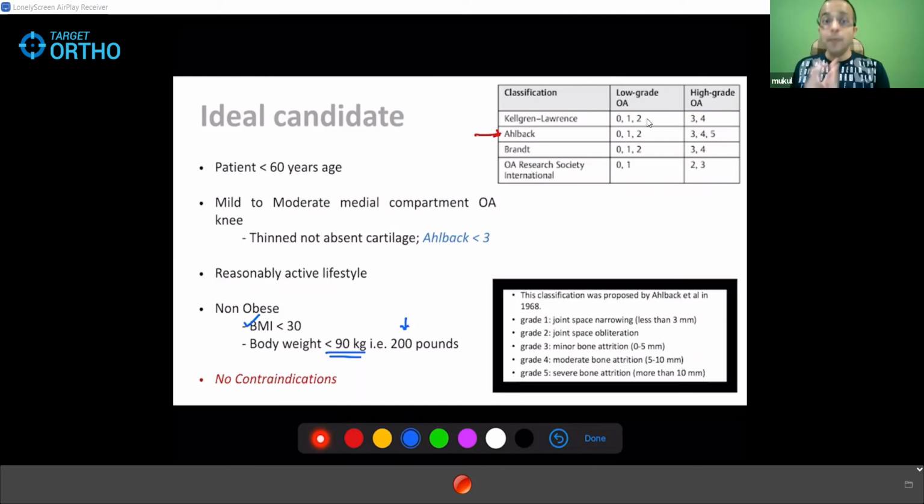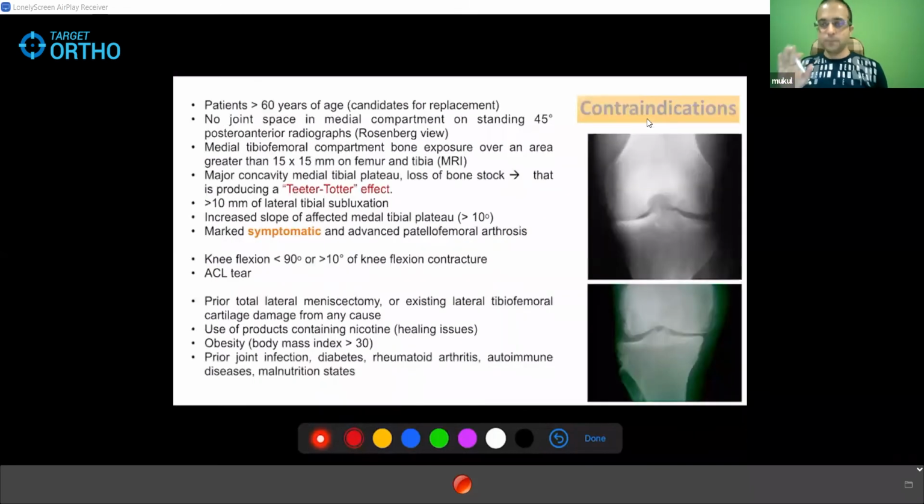Clear? But yes, the most important point about this ideal candidate is that no one should be having the contraindications to doing this surgery, knee preservation surgery. So I'll take you through the contraindications of HTO also. This is the most important part. First of all, of course, old age will become a contraindication because I told you, go for replacement. Then people who have no joint space in the medial compartment on a Rosenberg view.